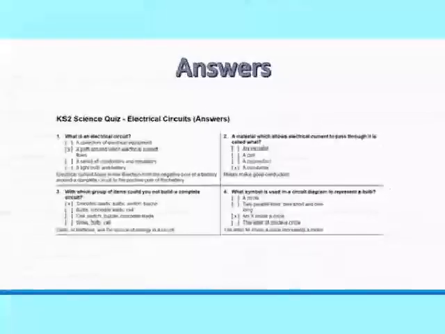Here are the answers to the quiz. How did you do? So the first one was, what is an electrical circuit? The answer is a path around which electrical current flows. Now, electrical current flows in one direction from the negative pole of a battery around a complete circuit to the positive pole of the battery. Did you get that right?